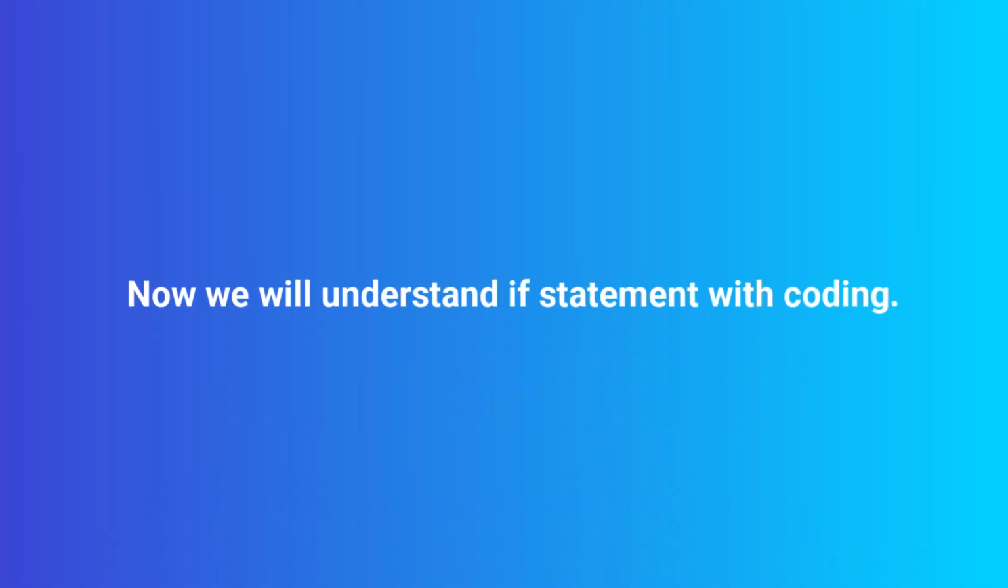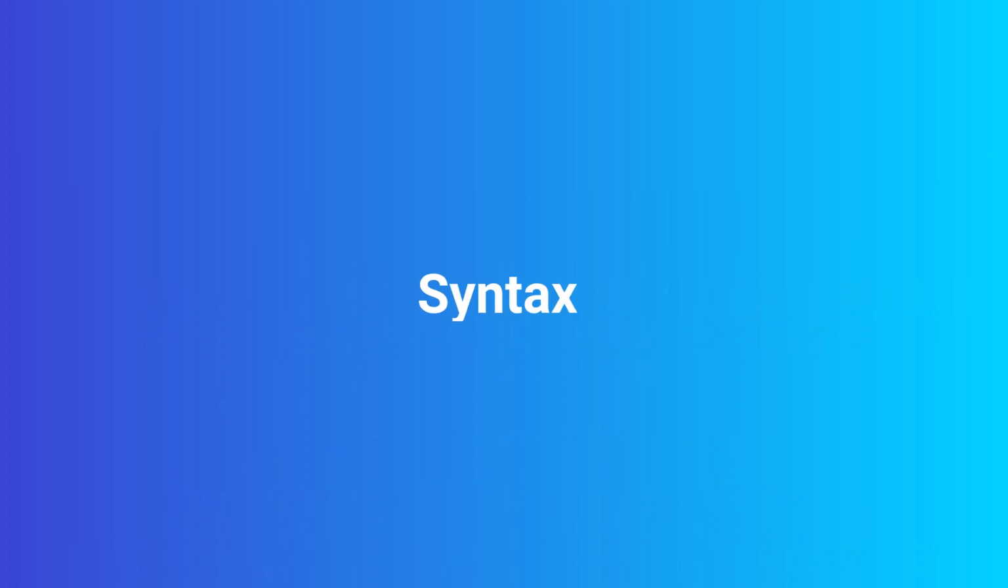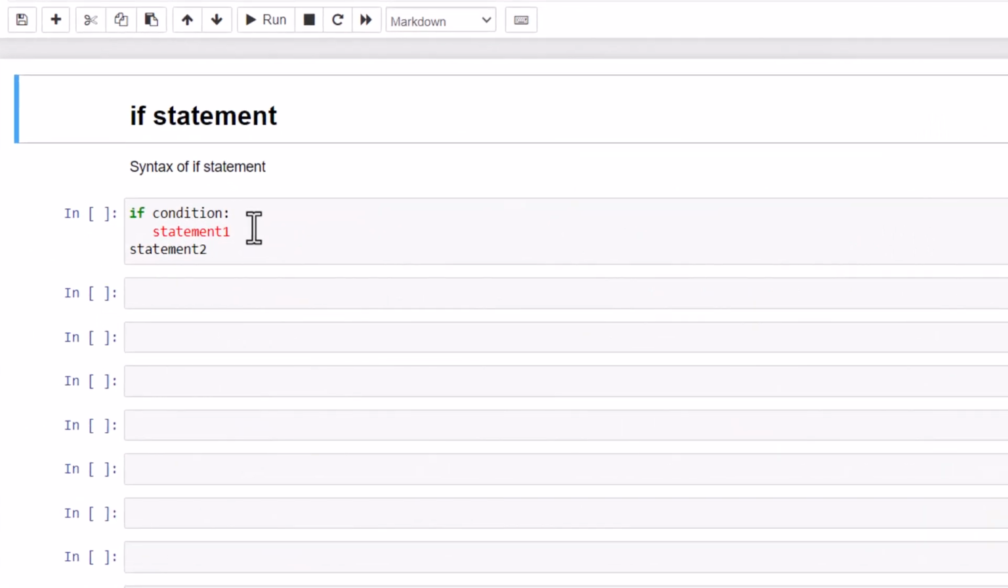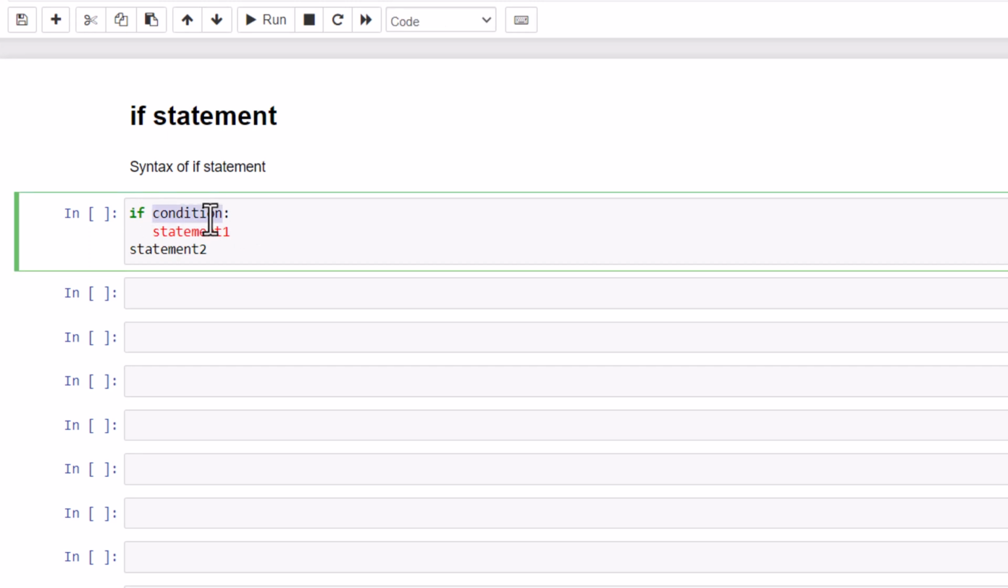Now we will understand the if statement with coding. So here you can see the syntax of the if statement. First you have to use the if keyword, then specify the condition, then give a colon symbol, and inside the if block you have to write the statement. Remember that you have to give the indentation in a proper way. Here I am using spaces to give the indentation, and you can see statement 2 is outside the if statement because it's not maintaining the indentation.